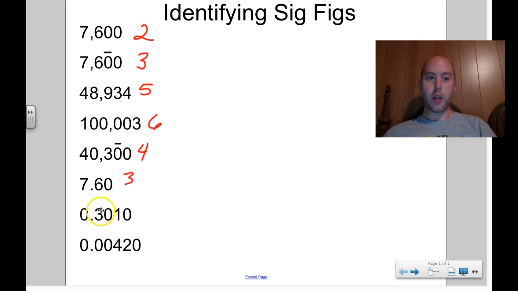0.3010. Okay, there are 2 non-zero digits. Easy. This 0 is in between sig figs, and not only that, but it's also to the right-hand side of the decimal and to the right-hand side of a sig fig, so it counts that way. This 0 is to the right-hand side of the decimal and to the right-hand side of a sig fig, so it counts, so these 4.